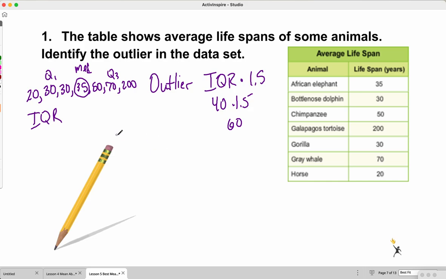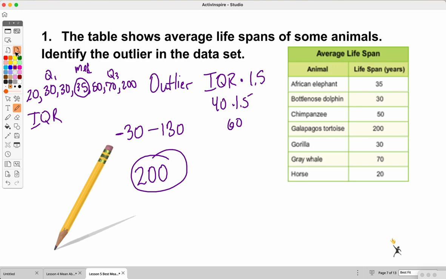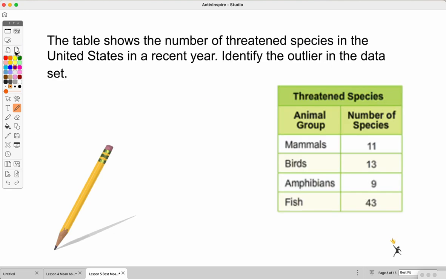So I really have a range. My limits for outliers are -30 and a positive 130. Those could be considered within a normal range. Now, obviously, our Galapagos tortoise is outside the range of our normal numbers. The 200-year-old Galapagos tortoise is definitely our outlier, okay? All right, go ahead and figure this one out and see if you can determine if there's an outlier in this case.